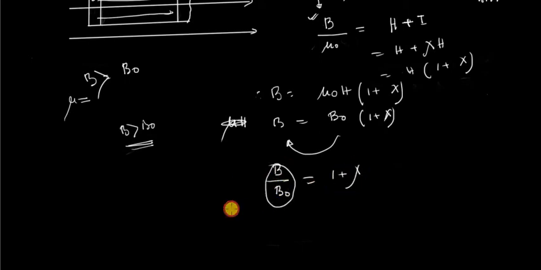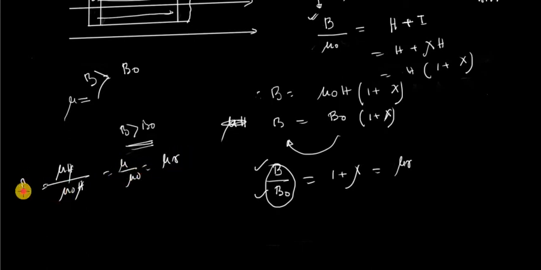Now what is B by B0? This is the lines of force inside the sample over the lines of force in the absence of the sample. So this is the ratio of the lines of force, or you can say the relative permeability, which we discussed in my last video. B by B0 is mu r. Why? Because B is equal to mu H, and B0 is equal to mu 0 into H. H cancels, so we get mu by mu 0, and mu by mu 0 is mu r.